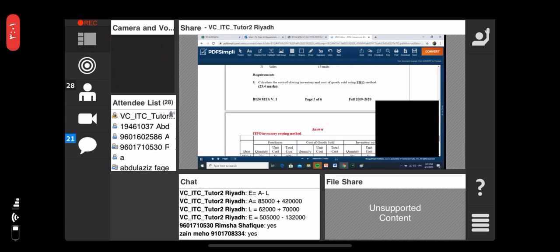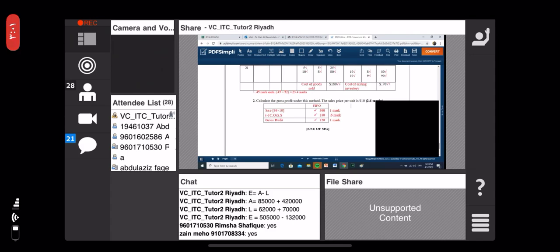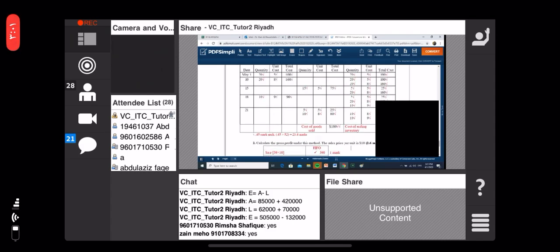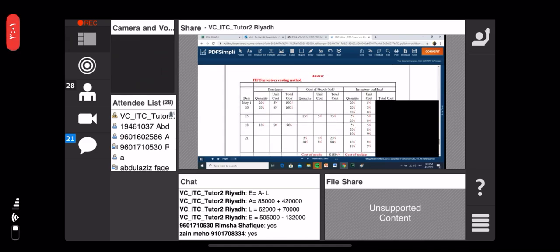Okay, so here for inventory, you will prepare this table. You will divide this table into 4 columns. First column for date, second for purchases, third for sales or cost of goods sold, and last for inventory. And for each of the columns purchases, cost of goods sold, and inventory, you will divide it into 3 sub-columns. The first is quantity, second is the unit cost or unit price, and the third is the total cost.